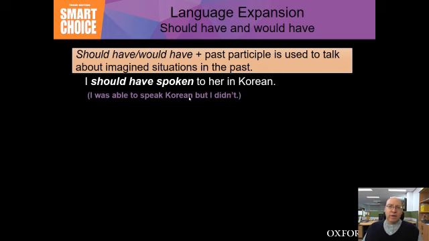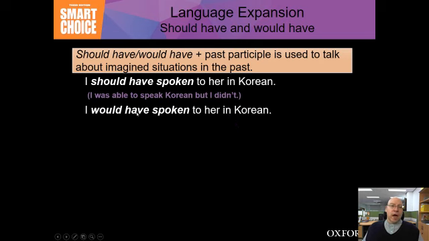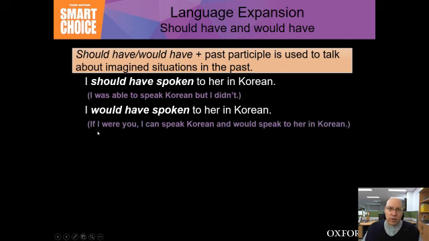So you have a little bit of regret here. I should have spoken to her in Korean. Well, maybe this is a situation where your friend told you, I met this girl, she spoke Korean. I should have spoken to her in Korean, but I didn't. And then your friend would say, well, I would have spoken to her in Korean. So here's a situation where you'd say, if I were you in that situation, I can speak Korean and I would speak to her in Korean if I was in that situation.